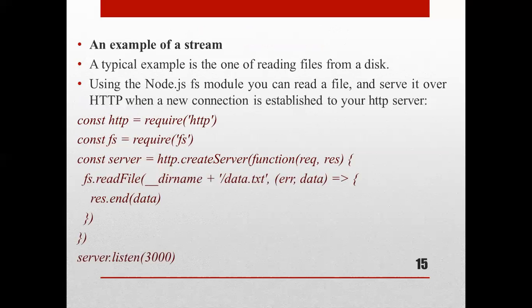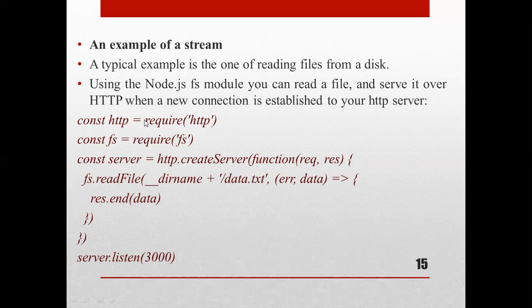Then here you can see an example of streaming. This is a typical example: reading files from disk. Using the Node.js fs module, that is the file system module, you can read a file and serve it over HTTP when a new connection is established to your HTTP server. This is the example.